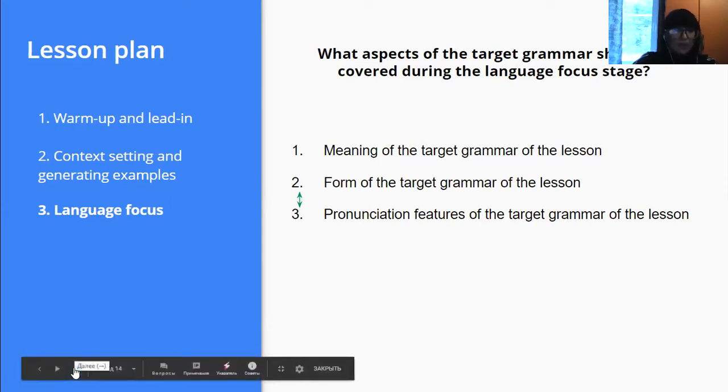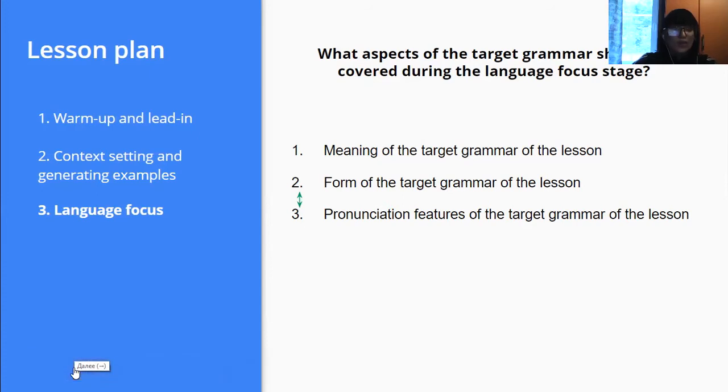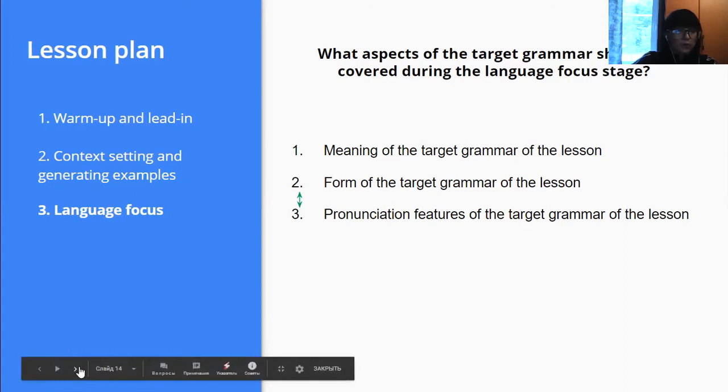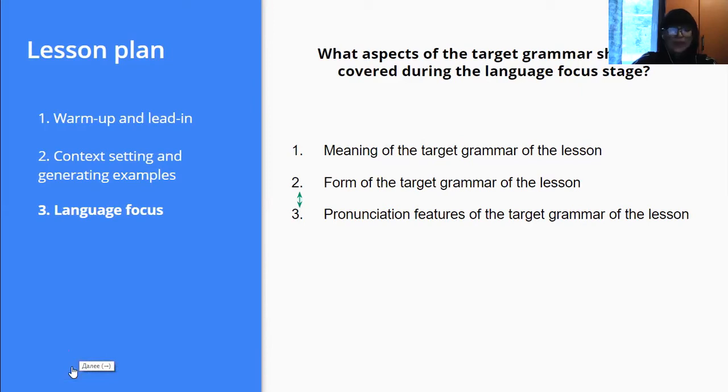Okay, let's summarize. Meaning goes first, and then it's up to you. What would you continue with? Form, pronunciation features, and so on and so forth. And after that, style, register, appropriacy. Okay, let's practice. Let's take a look at how we would have to do the language focus.